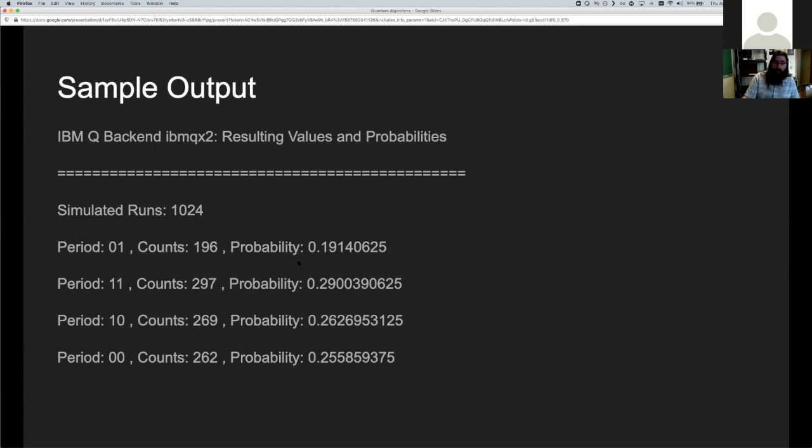IBM doesn't necessarily do it in this way. They give you just an object that you return with counts. I made it a little bit prettier because I do a lot of stuff on the command line. I do use Jupyter notebooks here and there, but it really depends what I'm doing.